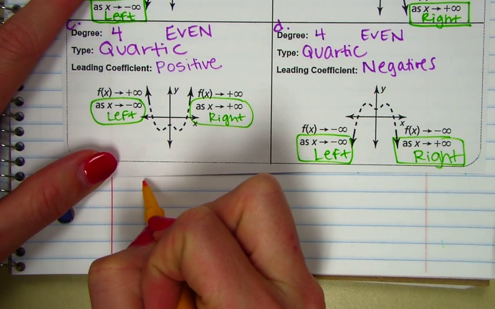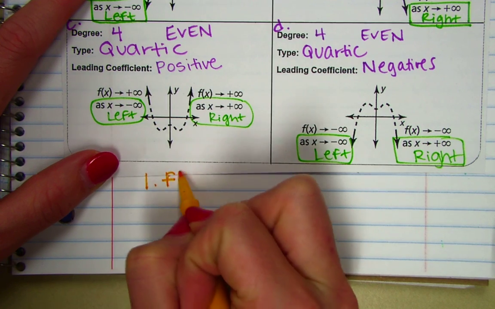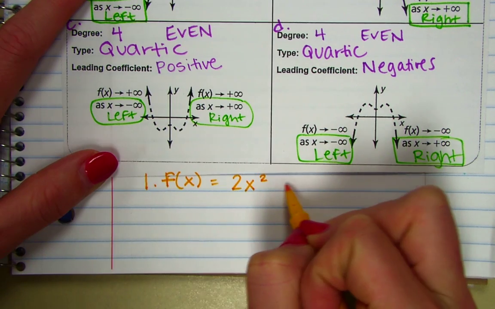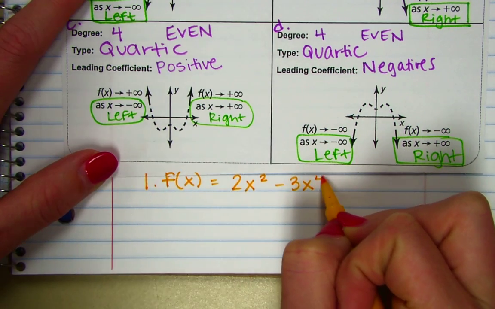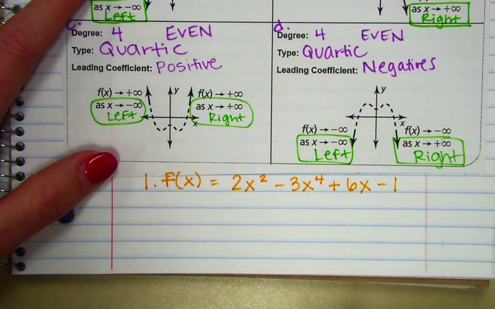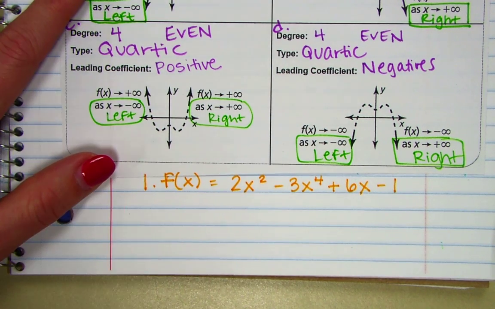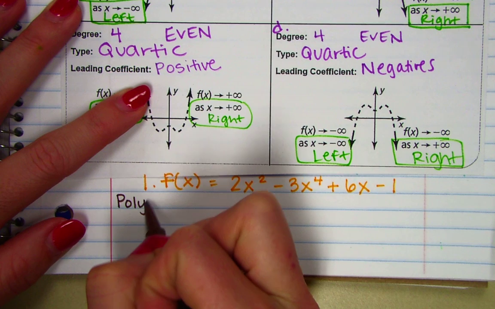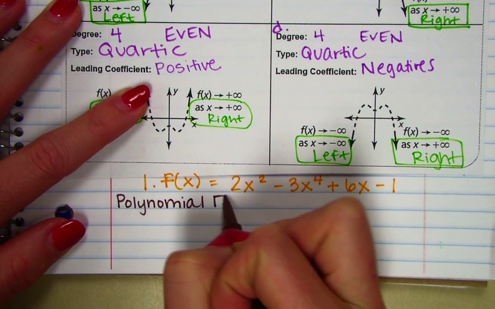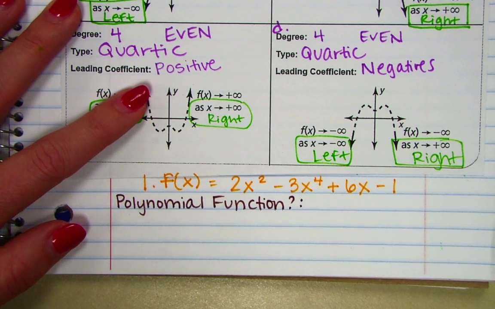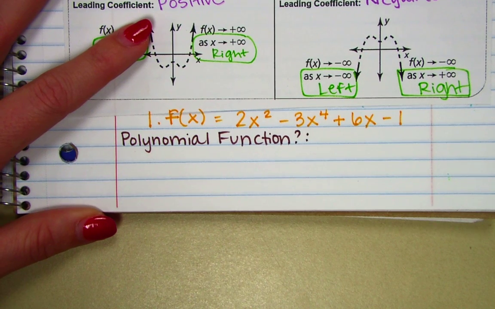First is going to be, let's see, number 1. F of x equals 2x squared minus 3x to the 4th power plus 6x minus 1. Okay, so here's our function. Again, we're going to answer 5 questions about them. Okay, first question is a yes or no question. Is this one, number 1, a polynomial function?